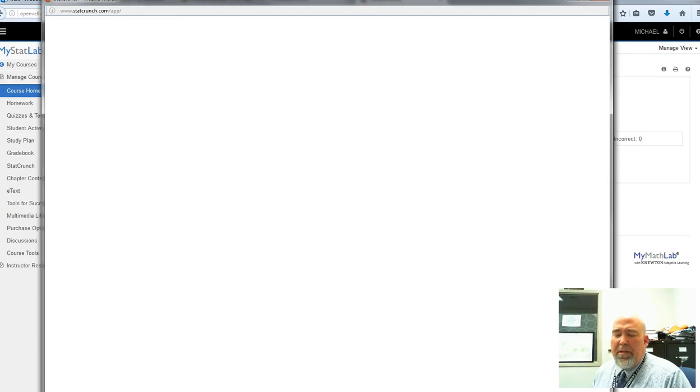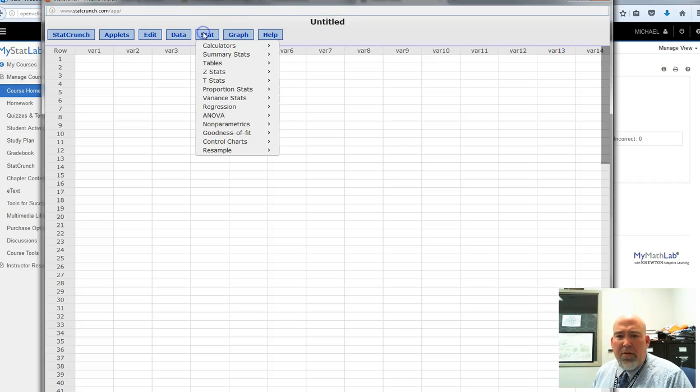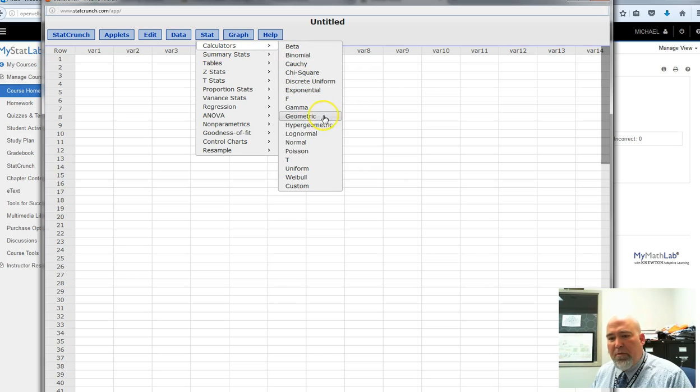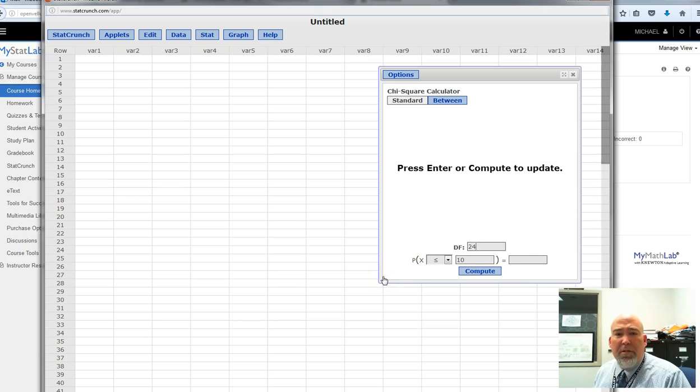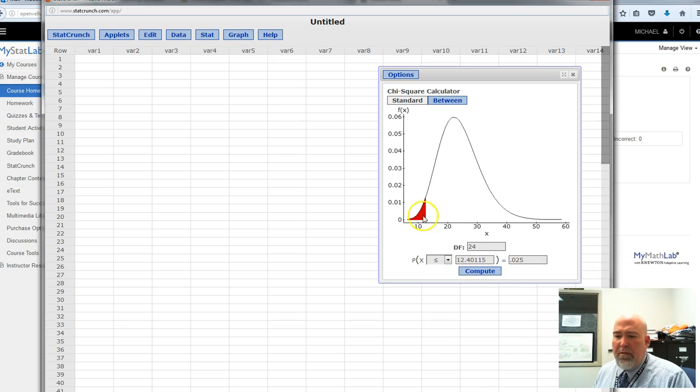And they give us some information. The sample size was 25 on mine. It was a 95% confidence interval. So if I go to my calculators and go to a chi-square, it's going to ask for some of that information. So if my sample size is 25, that means that my degrees of freedom is 24, similar to a t-distribution. If I'm looking for a 95% confidence interval, that means there's 2.5% to the left and 2.5% to the right.